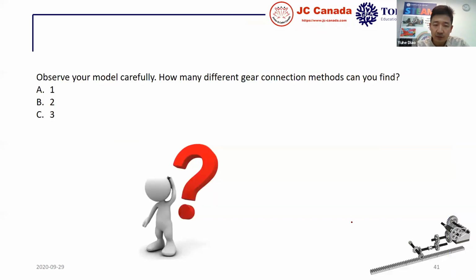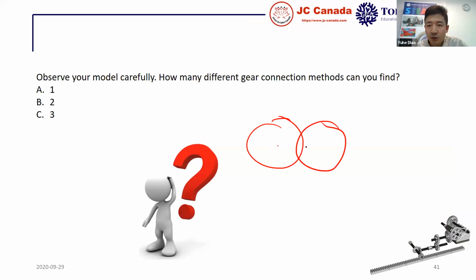Now the third question. You already finished the model. Now you observe your model carefully. So we have 1, 2, 3, 4, 5 gears, but we have some different kinds of gear connection. How many different gear connection methods can you find? So 1 gear is here, 1 gear is here. We connect these 2 gears together, right? So when we turn this one, this one can turn. This is a kind of connection.